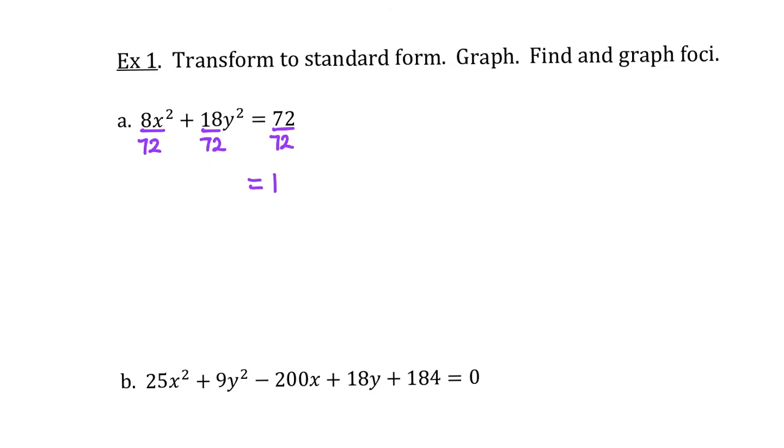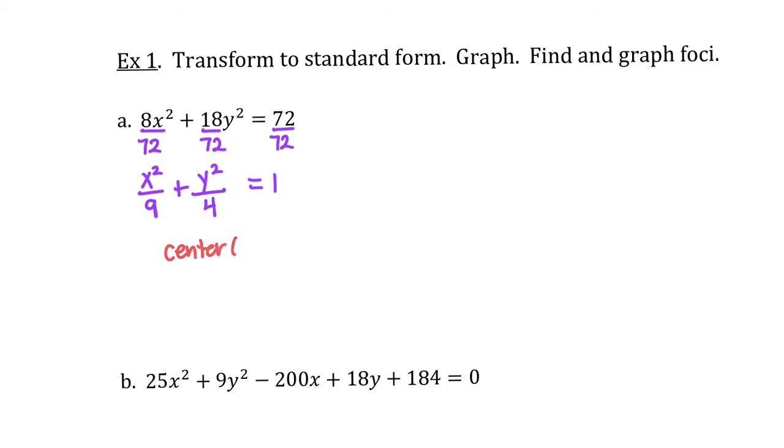I do want to simplify these first two terms on the left side. I want it to be x squared over something. If I do 72 divided by 8, I get a 9 for the denominator. And same for this one, I want it to be y squared over something. So if I do 72 divided by 18, I get 4 for my denominator. Now this is standard form for an ellipse.